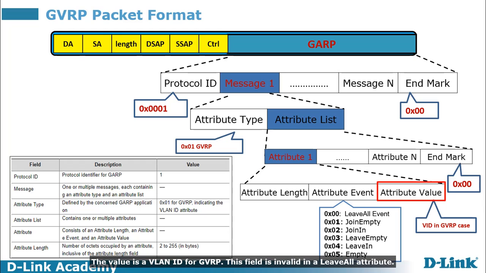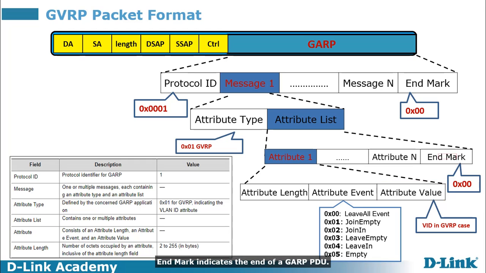The value is a VLAN ID for GVRP. This field is invalid in a leave all attribute. End mark indicates the end of a GVRP PDU. The value is 0x00. GVRP participants exchange VLAN information through GVRP messages.